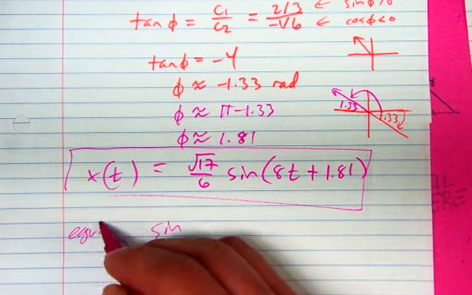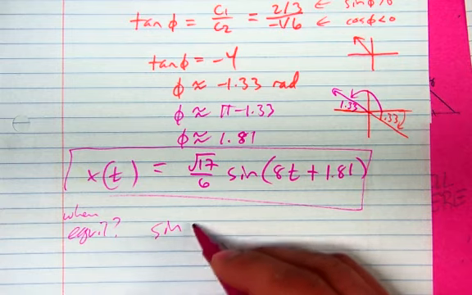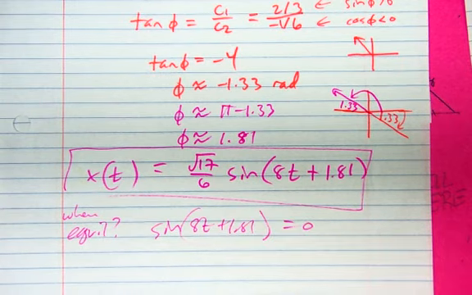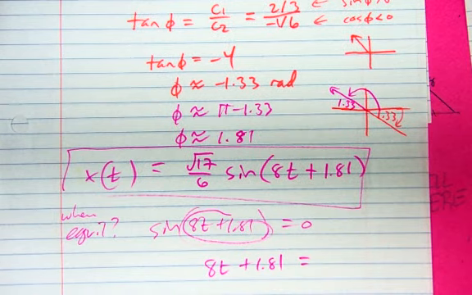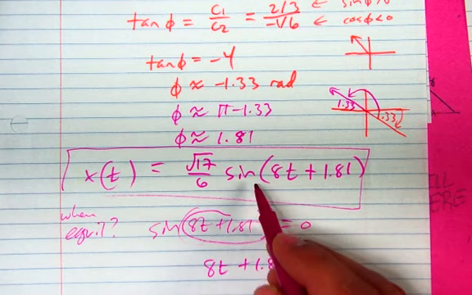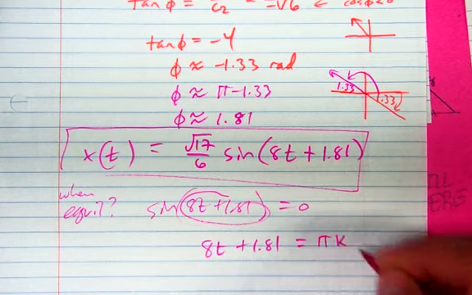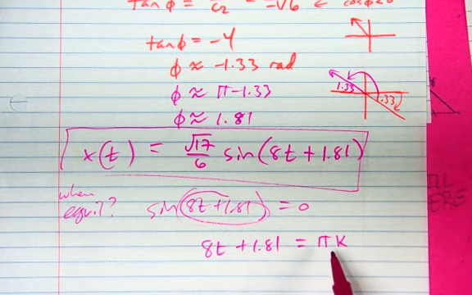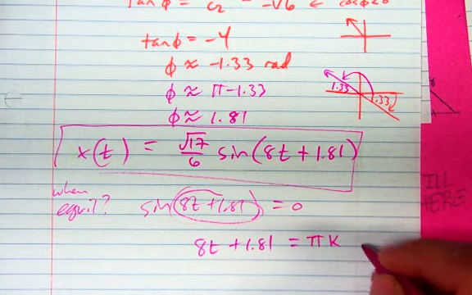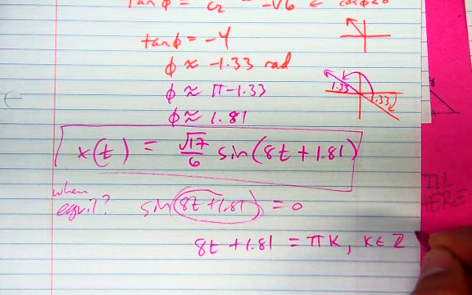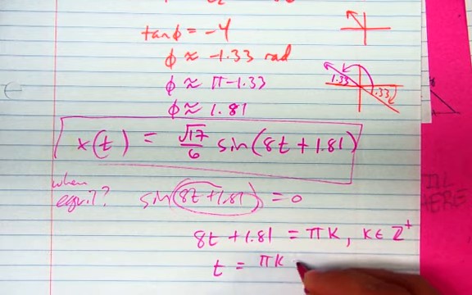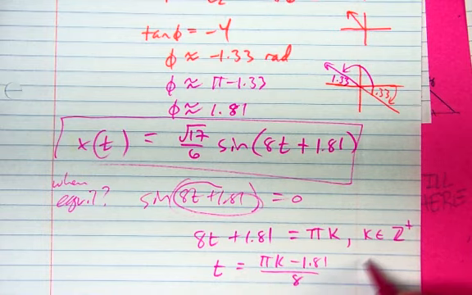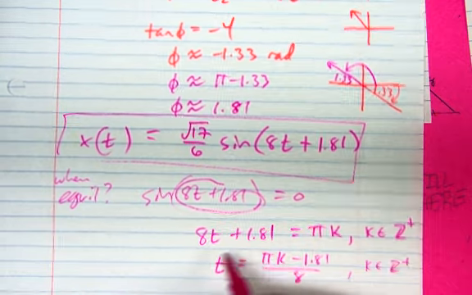So maybe I should do that real quick. So when does it go through equilibrium? If we look at just sine of 8t plus 1.81, that has to equal 0. Because when is it going to be 0? Basically any multiple of pi, right? So as long as this angle is any multiple of pi, it'll go through equilibrium. Since this is a physical model, we can go ahead and say that k is typically going to be just positive integers here. And if we solve for t, then we can say pi k minus 1.81 over 8 with the same condition here. So this would represent all the times when this will go through equilibrium.